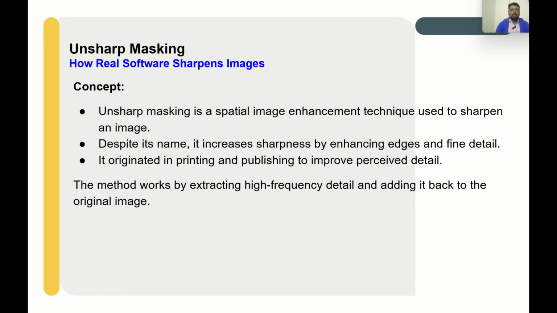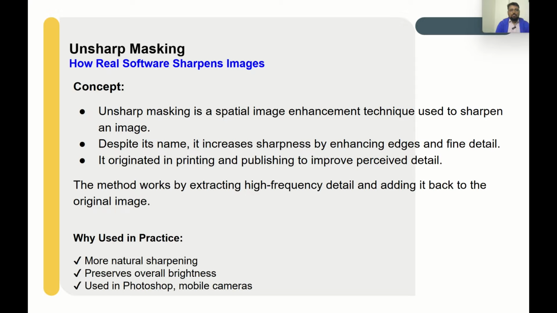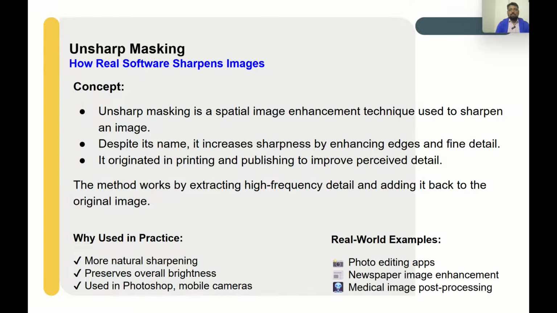So whatever details we are seeing, they should be very clear to our eyes, and that crispiness will come from unsharp masking. So let's see how we do that. Before that, why do we use it in practice? It looks more natural in the image, it preserves overall brightness, and it's used in Photoshop and mobile cameras. Real world examples: photo editing applications, newspaper image enhancement, and medical image post processing. So let's have a look.